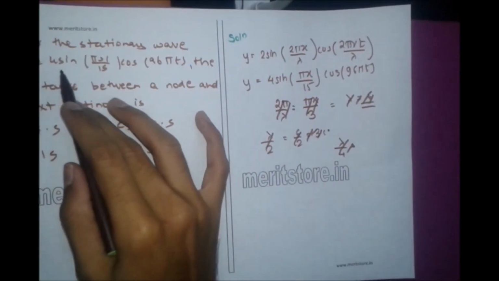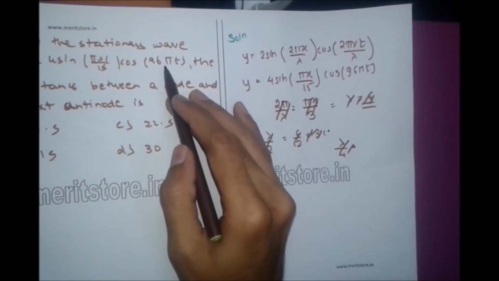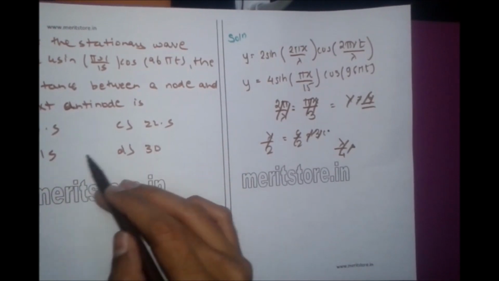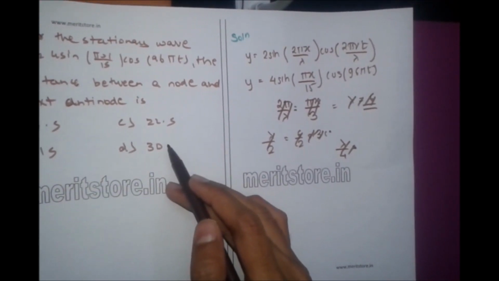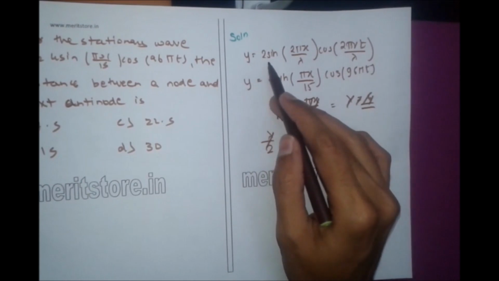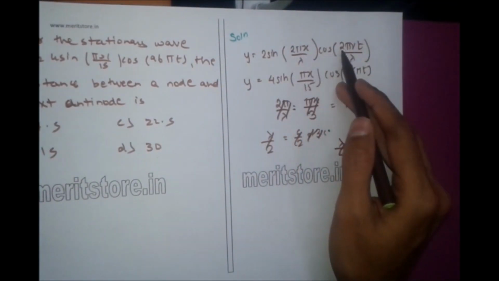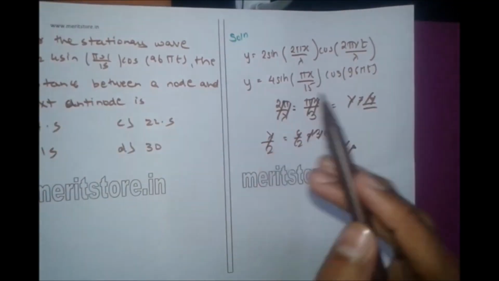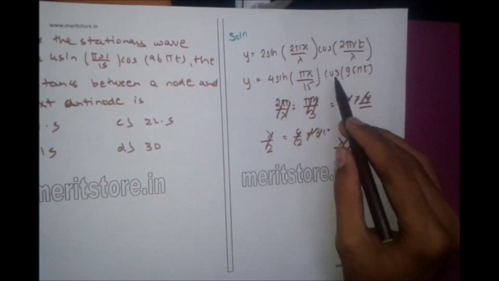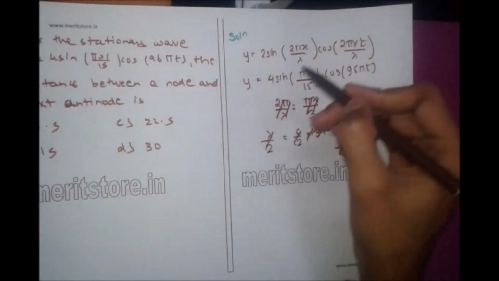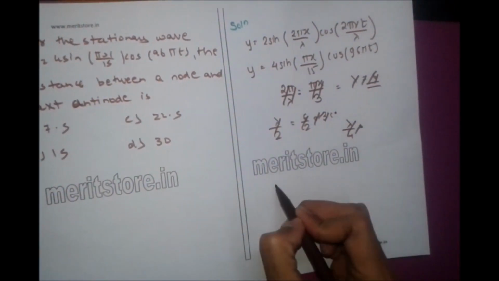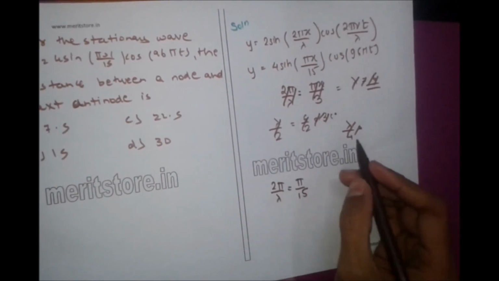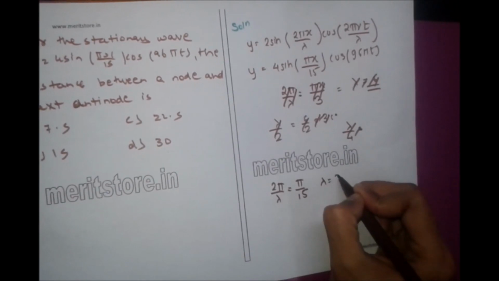For the stationary wave y = 4 sin(πx/15) cos(96πt), the distance between a node and the next antinode is 7.5, 22.5, 15 or 30. We have the general equation y = 2a sin(2πx/λ) cos(2πvt/λ), and the equation given in the question is 4 sin(πx/15) cos(96πt). So we compare the equations. After comparing, we get 2π/λ = π/15, so the wavelength λ becomes 30.